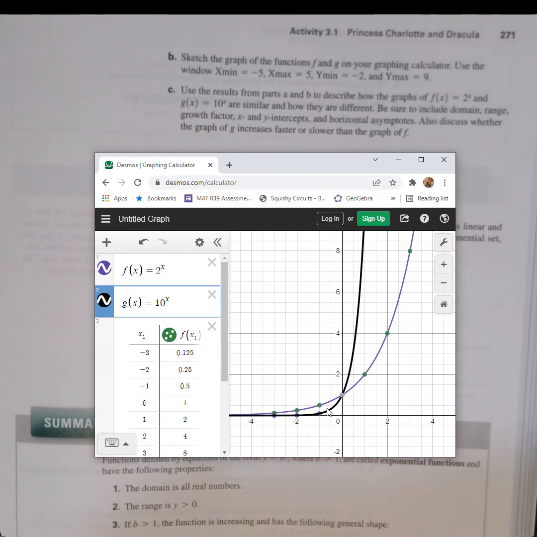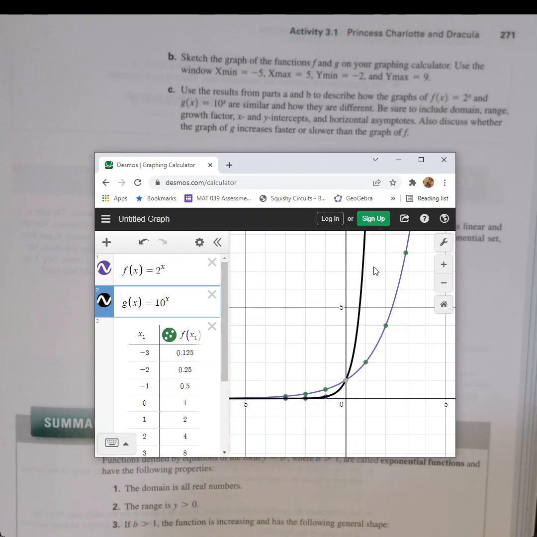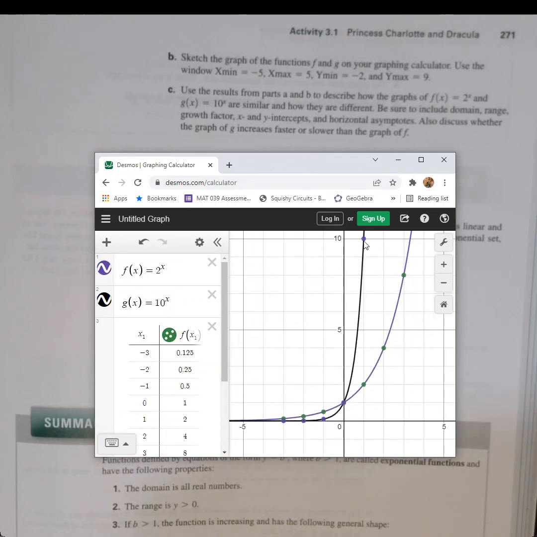And I don't see as many dots on this graph because these ones jumped so rapidly. I can see the 0, 1 point. I can't even see the 1, 10 point. Let me zoom out just a teeny tiny bit to see the first point. There it is. I have my first point up here at 1, and then I'm not even going to be able to see the rest because they grow so rapidly.